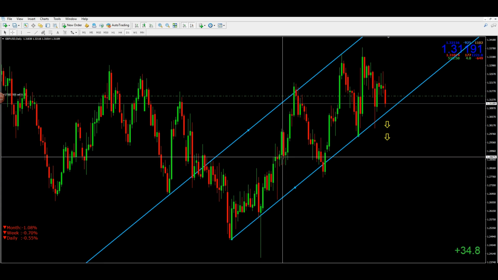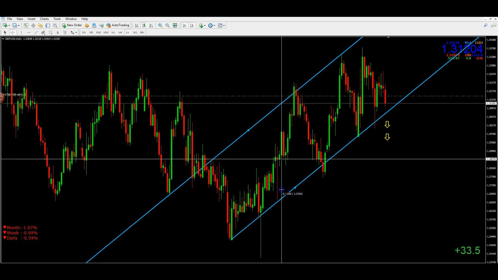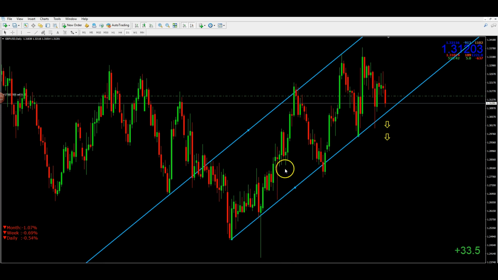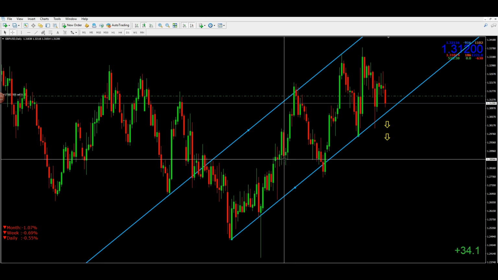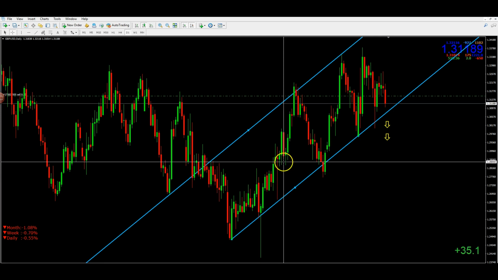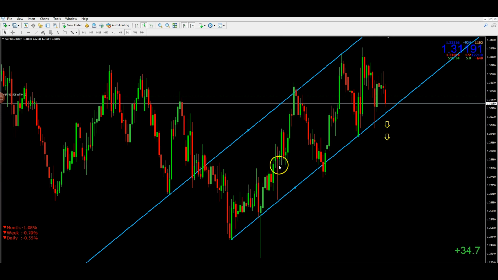Now, what happens if the next candle had come back down? Well, that can happen. So what I would usually suggest is to wait for the next candle to close. And even, let's go back there.